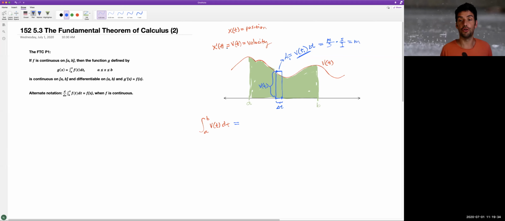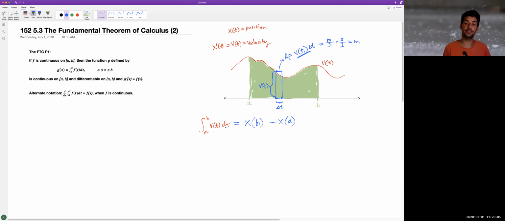Okay, so the total displacement, right, is just the difference between where you started and where you finished. In other words, if I take my position at the end and subtract my position at the beginning, that should give me the total displacement over that interval. Okay, this is a pretty big deal. Notice what we have here.